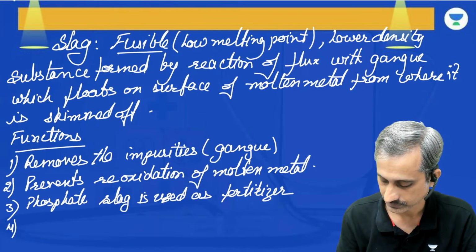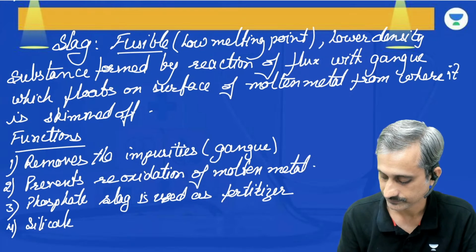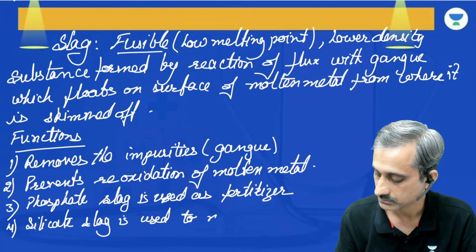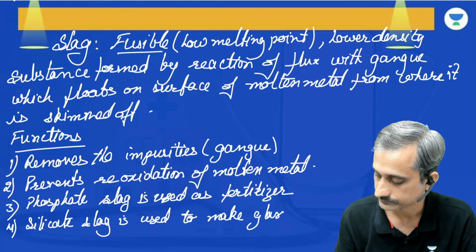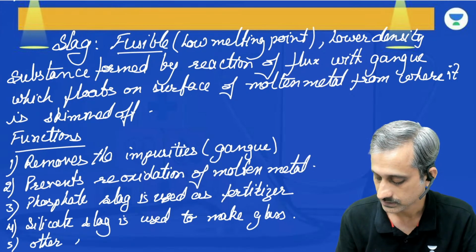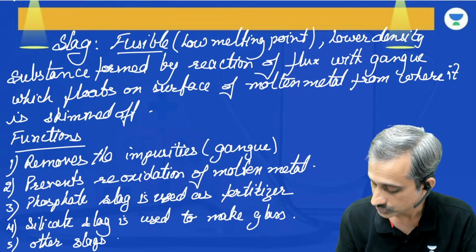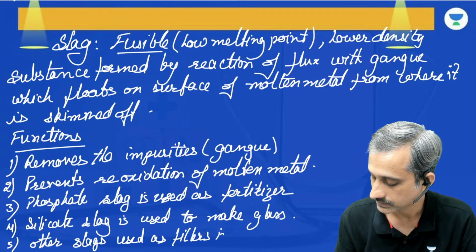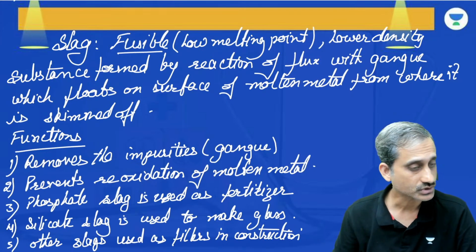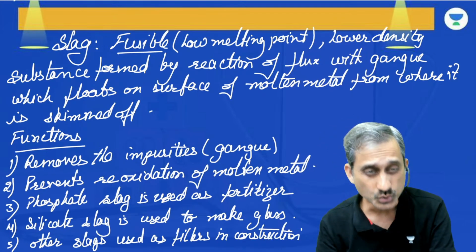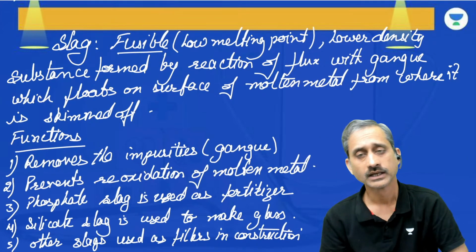Silicate slag is used to make glass. Other slags are used as fillers in construction, that is, making roads. So there we use the slag, and that is the use of slag. Any confusion?